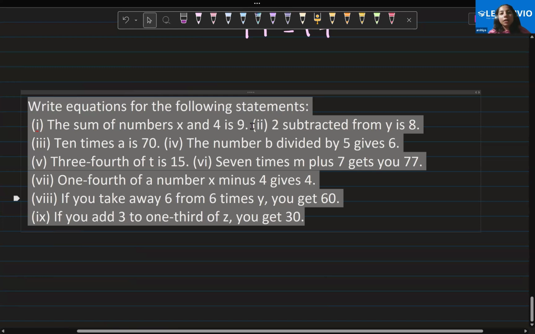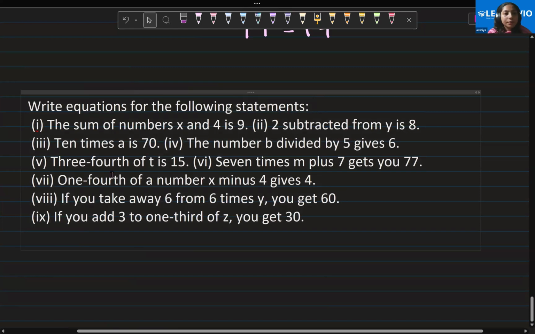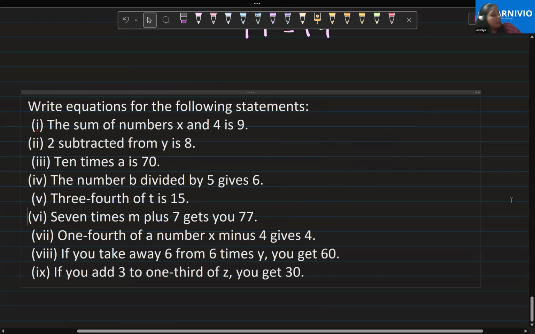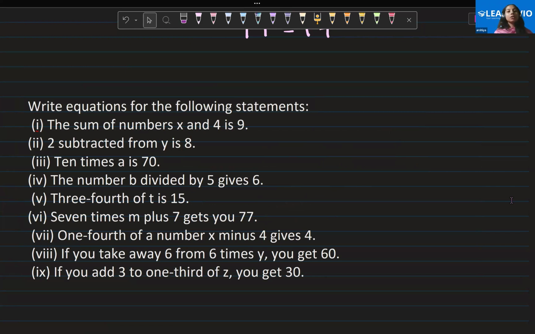So, now, all right. Like I said initially, they'll give you questions where they'll give you a statement and they'll ask you to write those statements in equation form. Okay. So now the first one is the sum of x and 4 is 9.